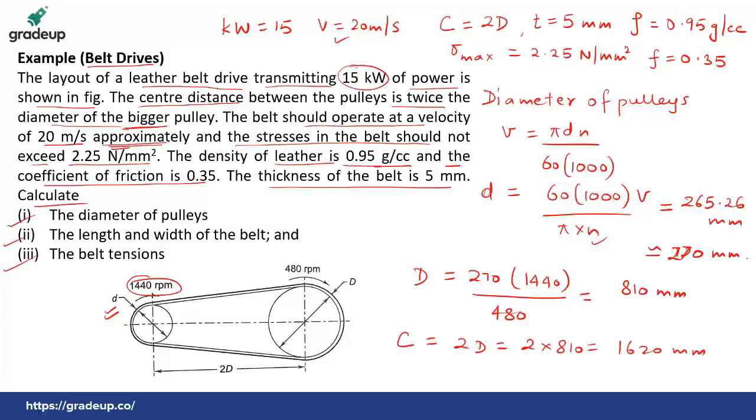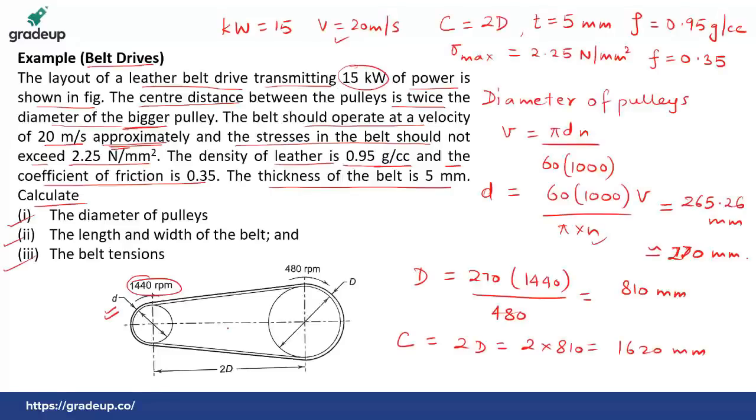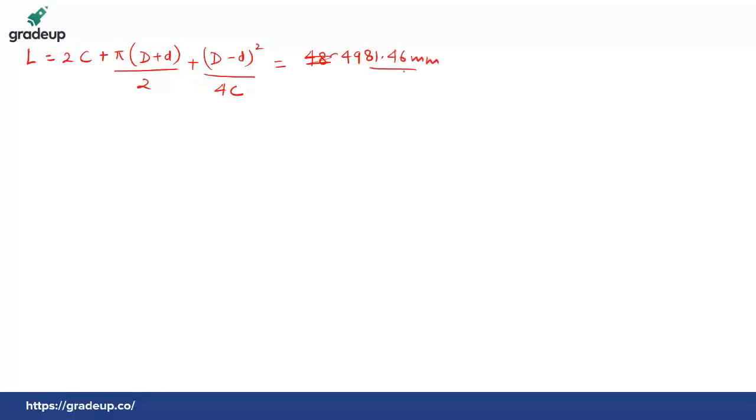Now the length of the belt. This is an open belt drive, which you can see from the diagram. So the length of the belt is given as 2c plus pi by 2 into d plus D, plus D minus d whole square divided by 4c. All the values we have, c, d and D. So from here we find this value as 4981.46 mm. This is the length of the belt.